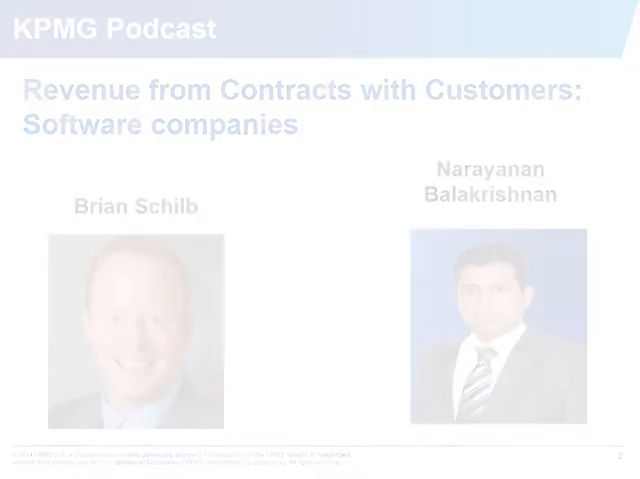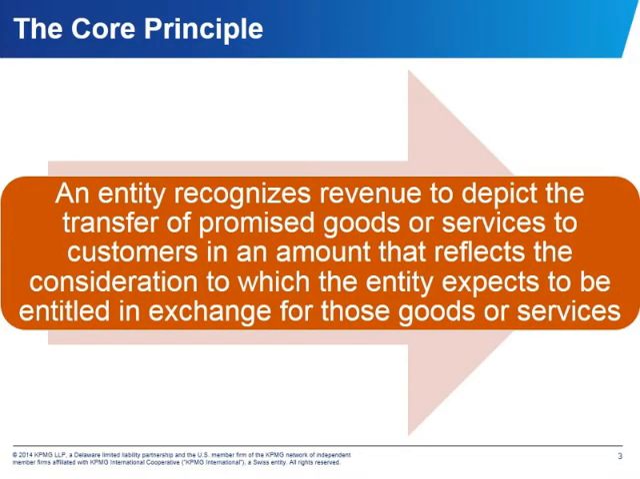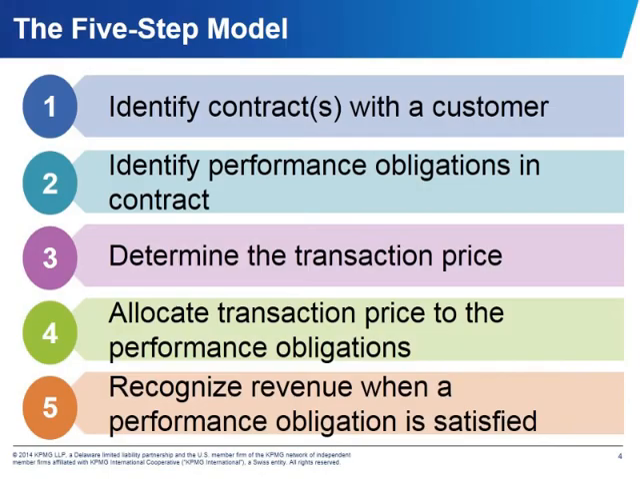The core principle of the new standard is that an entity recognizes revenue to depict the transfer of promised goods or services to customers in an amount that reflects the consideration to which the entity expects to be entitled in exchange for those goods or services. The standard puts forth a 5-step model for implementing that core principle. First, an entity must identify the contracts with the customer, then identify the performance obligations in the contract, determine the transaction price, allocate that transaction price to the performance obligations, and recognize revenue when or as a performance obligation is satisfied.